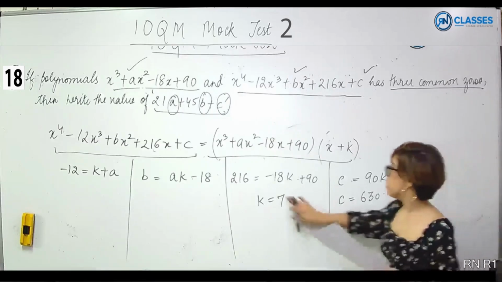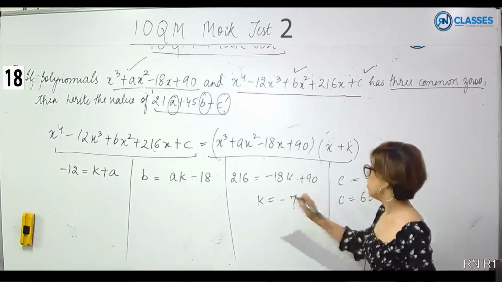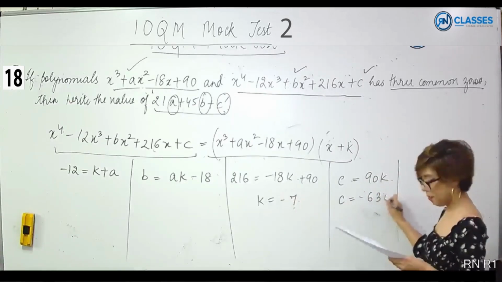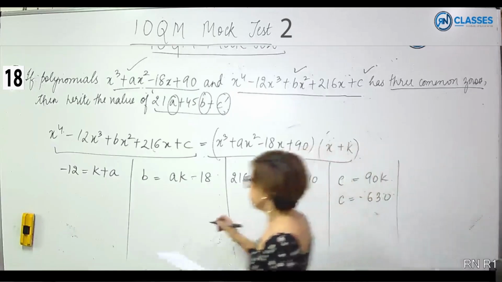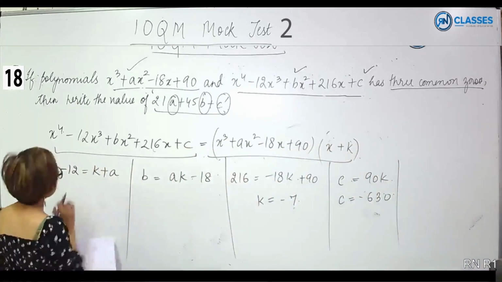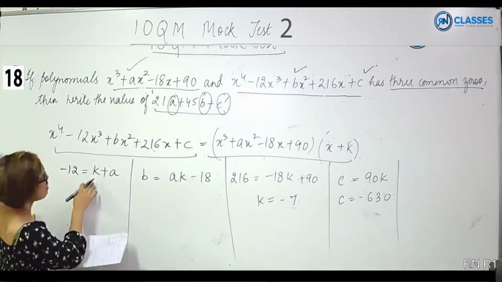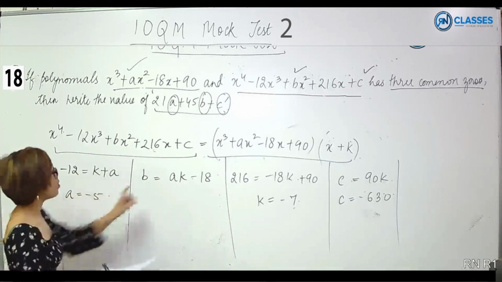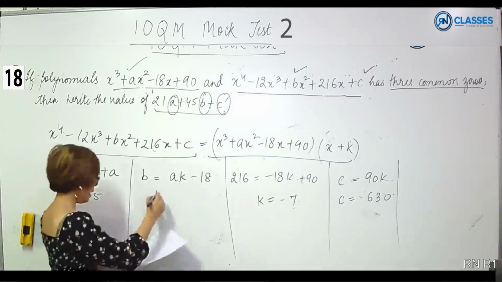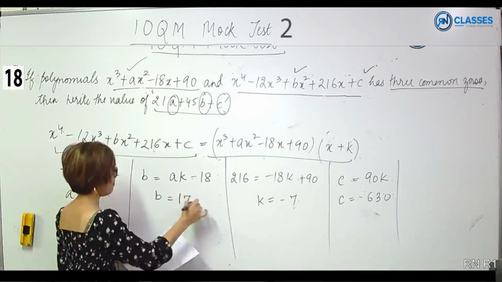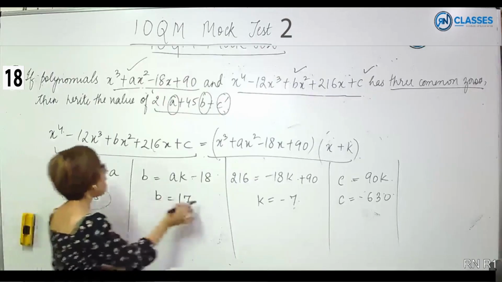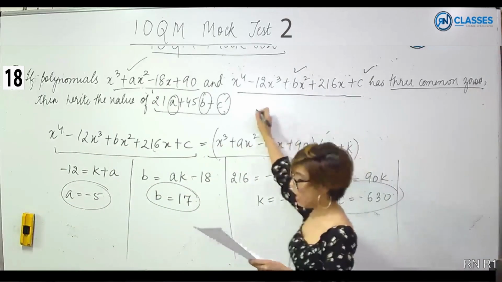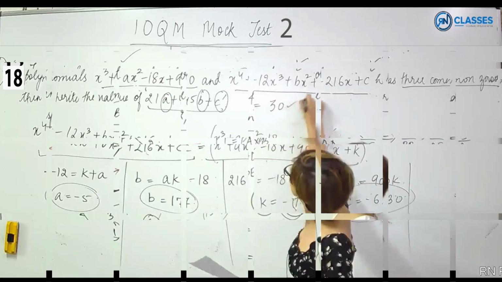K is actually turning out to be minus 7 from here. Yes. C will turn out to be minus 630. Perfect. Now, instead of finding out B, I'll find out A. So, substitute K as minus 7. This will turn out to be minus 5. Substitute A and K over here, you will get B, which will turn out to be 70. You know the value of A, you know the value of B, you know the value of C. Just substitute it here and you will get the answer as 30.